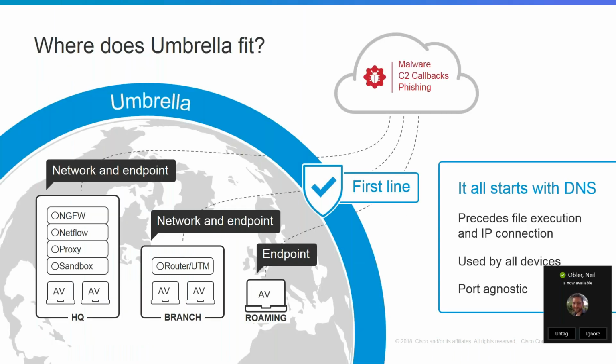So where does Umbrella fit in? As we were saying, Umbrella is your first line of defense. It precedes all internet connections, so it's port agnostic, any port, HTTP, any port. It's the first thing that actually happens in order to get a connection out to the internet. So it's the interception of the connection, the first point of call out, so you are protected from the very first step.